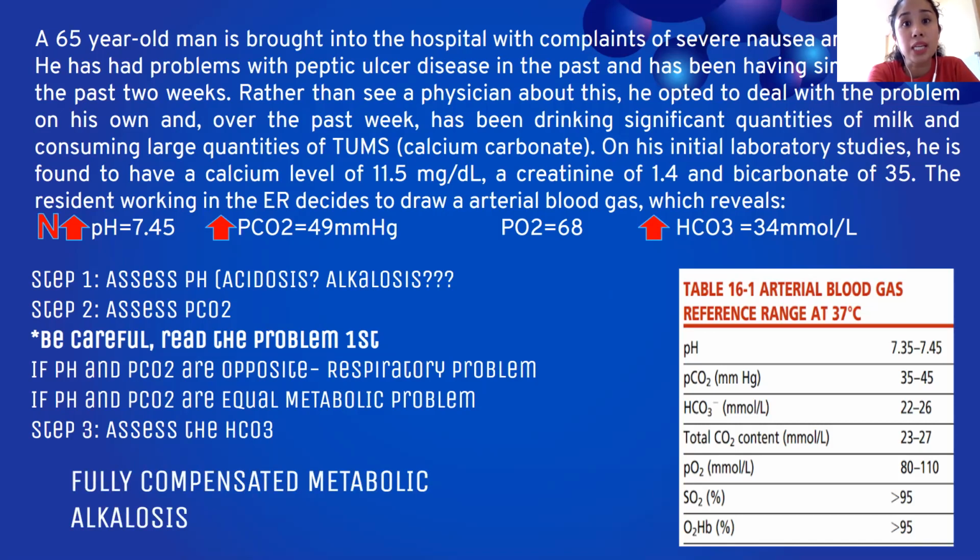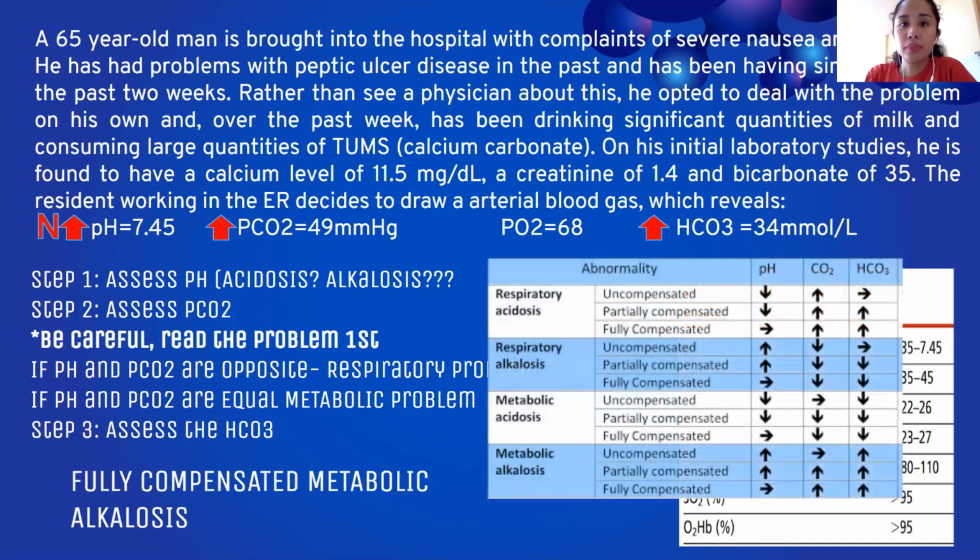Ma'am, why fully compensated? Because the pH is already normal. Yan. So fully compensated. So normal ang pH, mataas ang carbon dioxide, mataas ang bicarbonate. Yan. Ma'am, pag partially compensated, dapat kunyari 7.46 yan, 7.47 yan. Partially compensated yan. Pero mataas pa rin ang PCO2 and bicarbonate. Yan. So kung uncompensated, normal dapat ang carbon dioxide. Okay? Class, I hope that you're getting it.